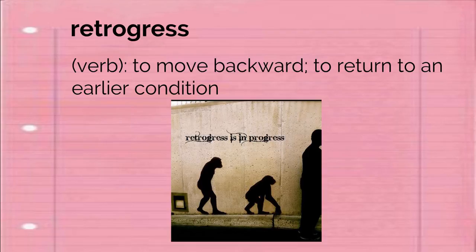Similarly, in childhood development, sometimes children retrogress to earlier behaviors. So at the age of 5, they might stop using the bathroom and have to return to diapers. That's retrogressing. Again, you can see there's a negative connotation here.